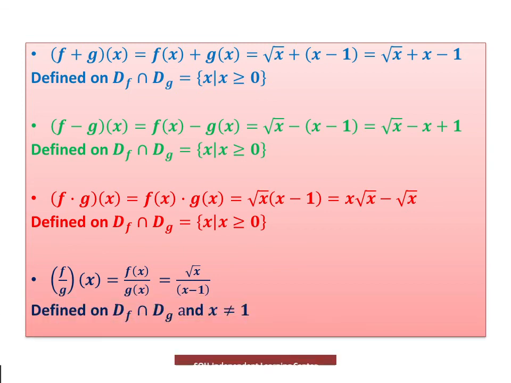Finally, we go to f divided by g of x. This is equal to f of x divided by g of x, which is equal to square root of x divided by x minus 1. Okay, here we notice that the domain is the intersection of the two domains such that the denominator is not 0. So the domain of this function f divided by g is the set of all real numbers x such that x is greater than or equal to 0 and x is not 1.